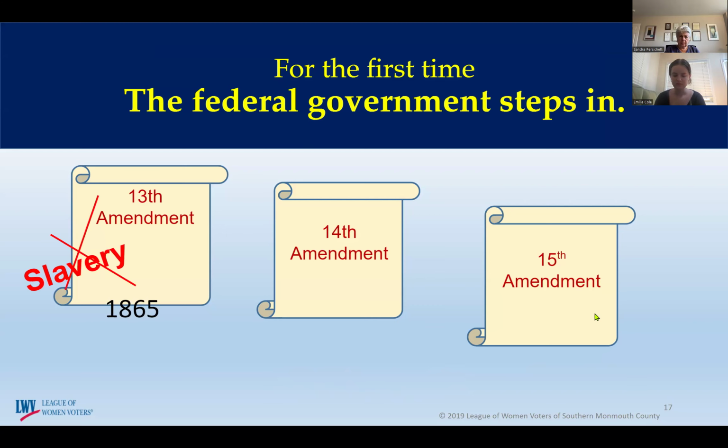In 1865, at the end of the Civil War, the 13th Amendment to the Constitution passed, and it ended slavery. In 1868, the 14th Amendment made all people born in the U.S., including the formerly enslaved, American citizens. And that is the first time that citizenship is noted in the Constitution. Before that, it was just kind of assumed that white rich men were citizens.